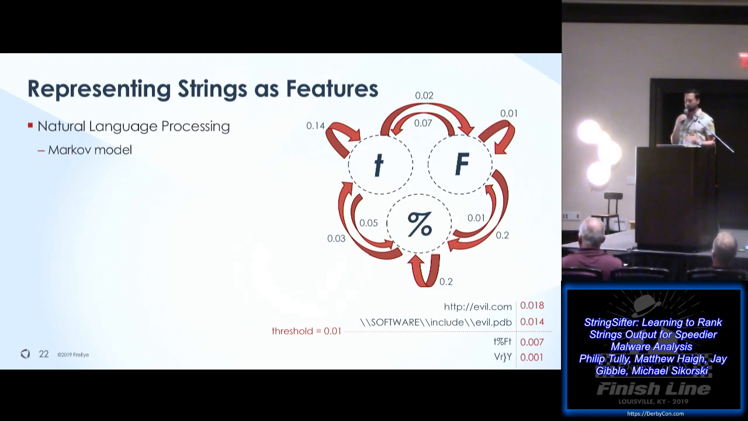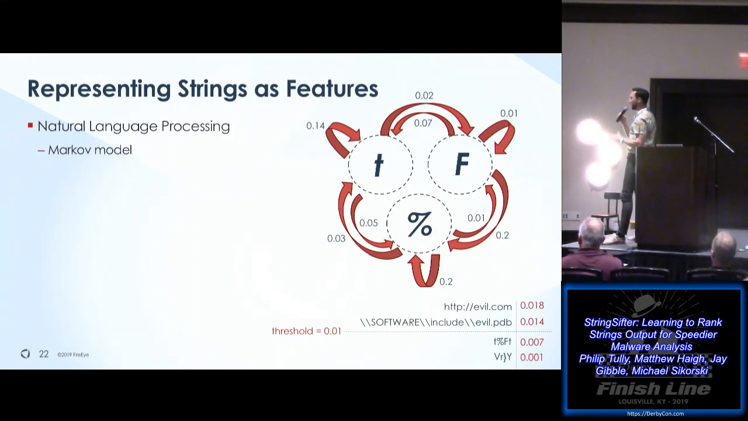We want to shove them down to the bottom. So how do we do that? One way in which we can do that is using a Markov model. We can take a known set of relevant strings and train a Markov model over that and produce a set of transition probabilities between characters within all of those strings, right?